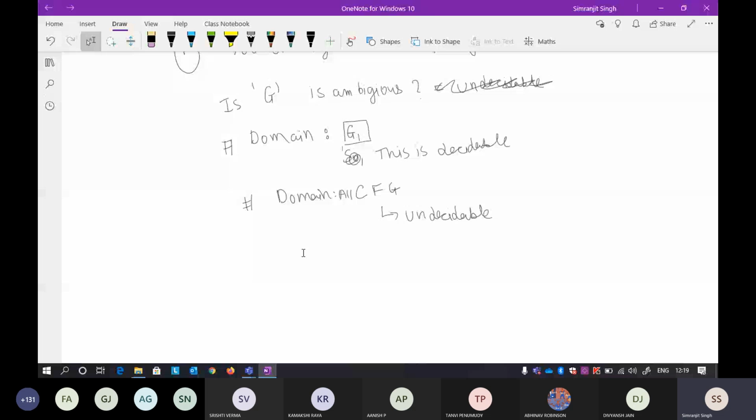I know it's very confusing. The Turing machine is a very confusing concept, but if you take a look at it, most of the things are still not proved, so that is why it's a very confusing concept.